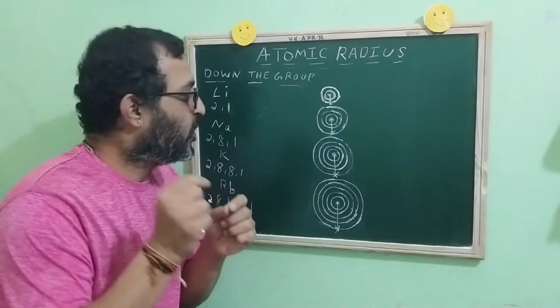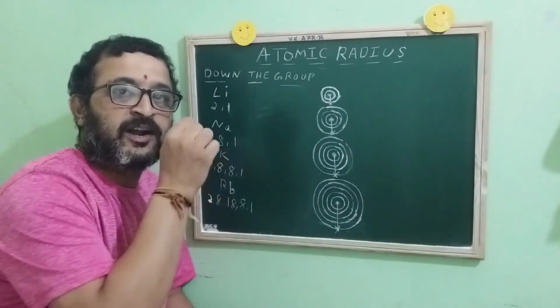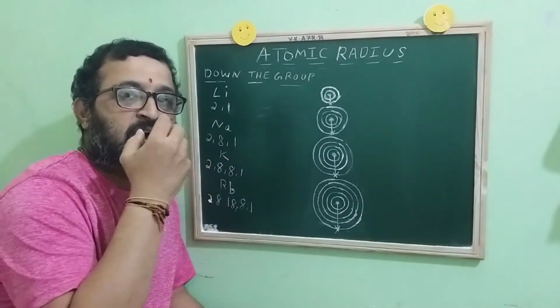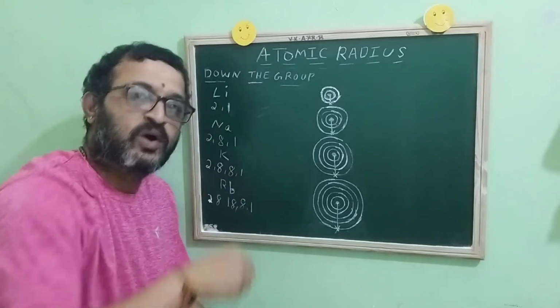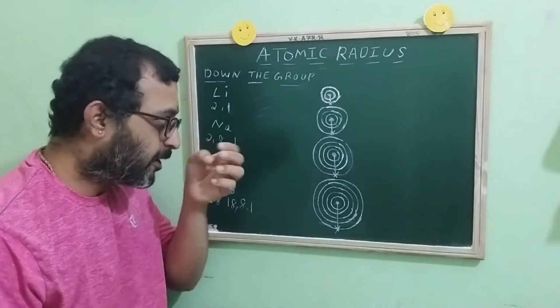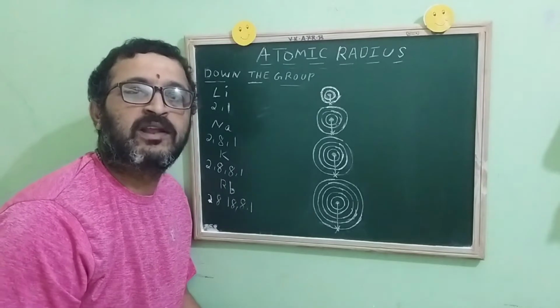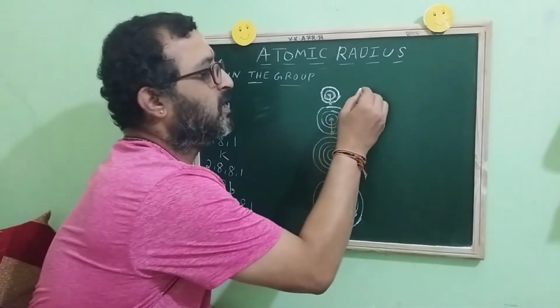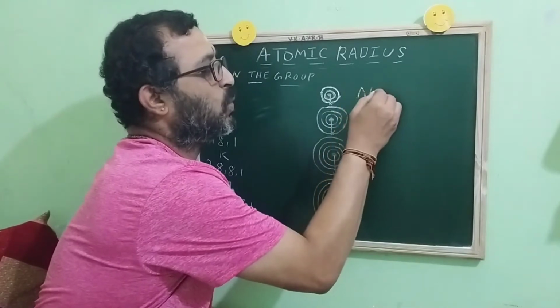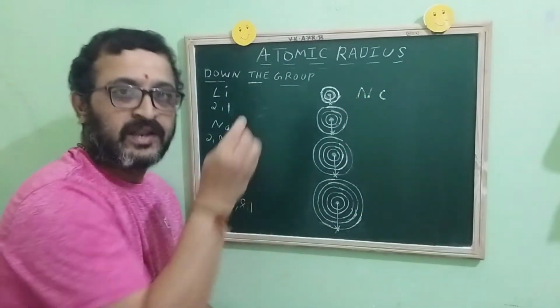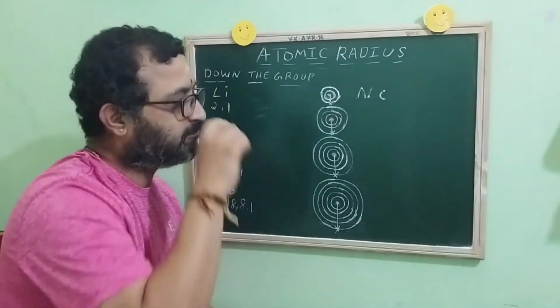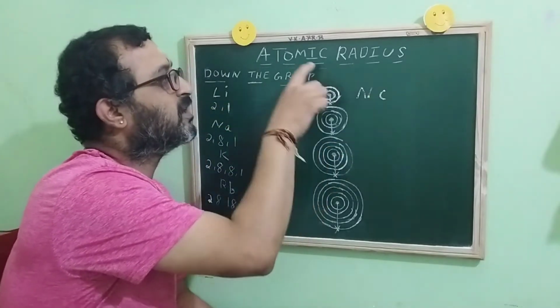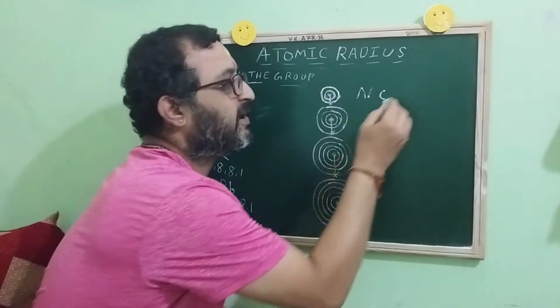Children, today's topic is atomic radius and how it varies when you go down the group. Now children, what are the two factors which will affect atomic radius? We have already discussed these things in the previous video. The two factors are, one is nuclear charge, and what is the relationship between nuclear charge and atomic radius?